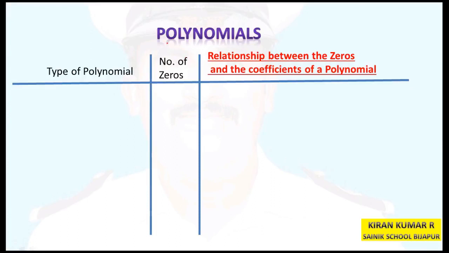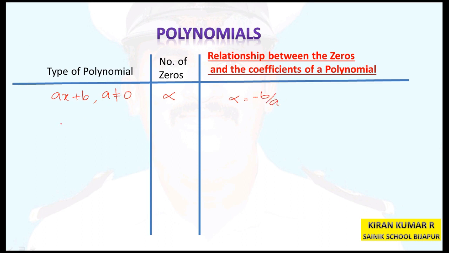Hello students, let us continue the discussion on polynomials. Quickly we'll recall what we had studied in our previous session. We had a linear polynomial of type ax plus b where a not equal to 0. This type of linear polynomial will have only one zero. Let alpha be the zero. The relationship between zero and the coefficient is given by minus b by a.